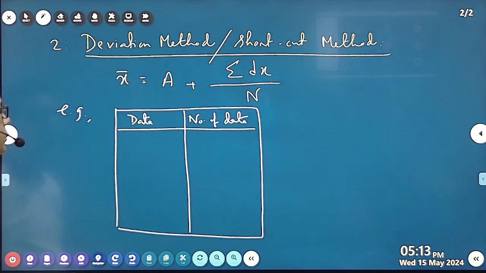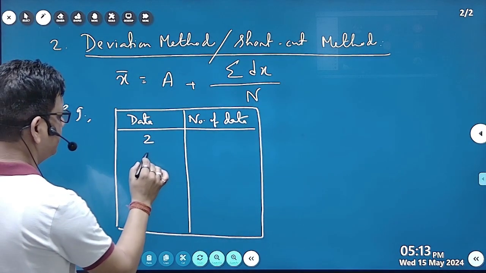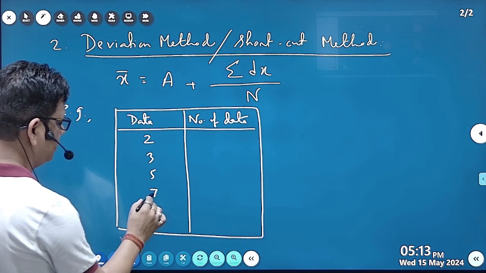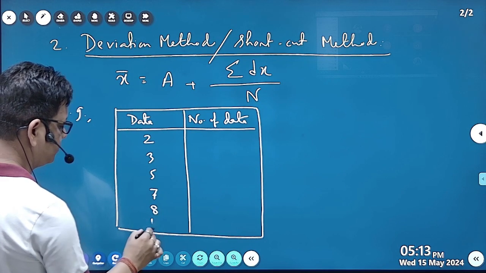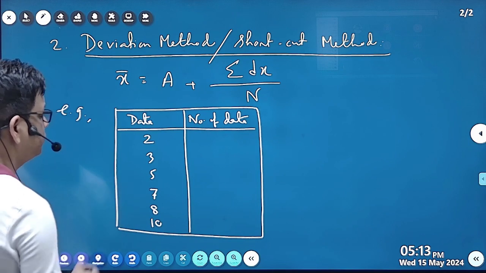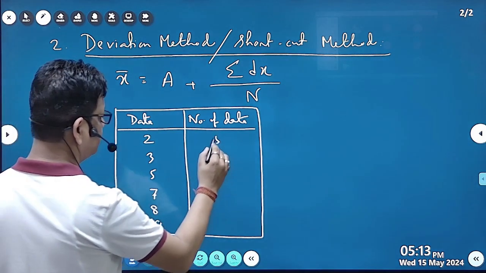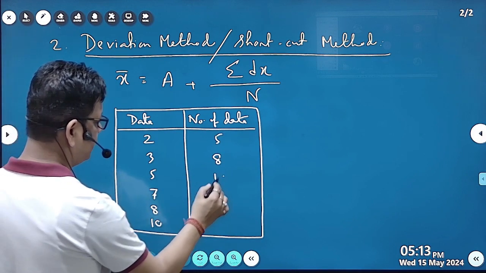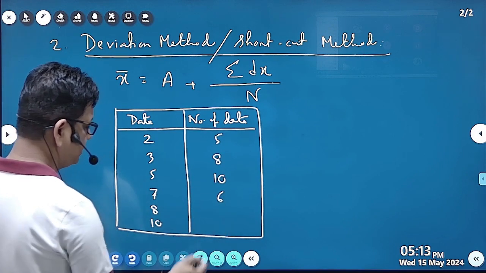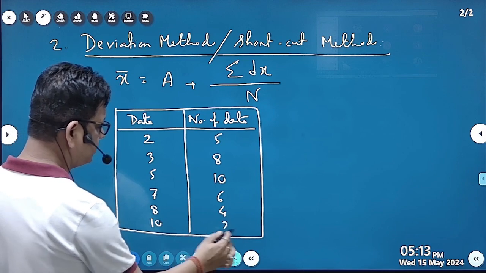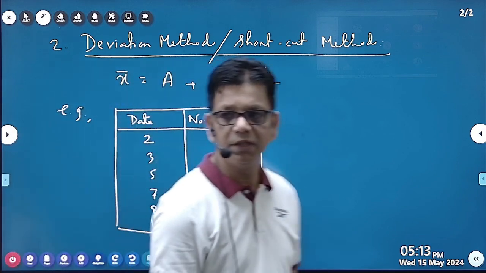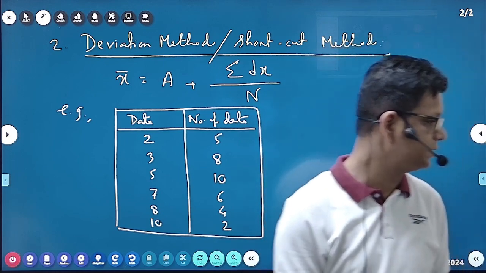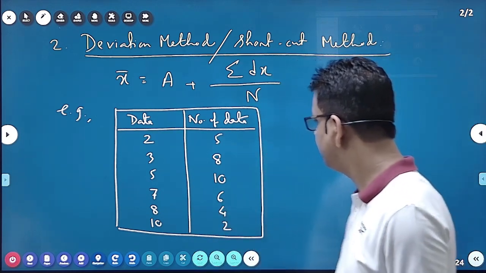Now, suppose I have the numbers 2, then 3, then 5, then suppose 7, 8, and suppose 10. Suppose 2 is occurring 5 times, 3 is occurring suppose 8 times, 5 is occurring suppose 10 times, this is occurring just suppose 6 times, and 4 times, example only. You see still the classes are missing, there are no class intervals, but we are asked to find the mean of this data.